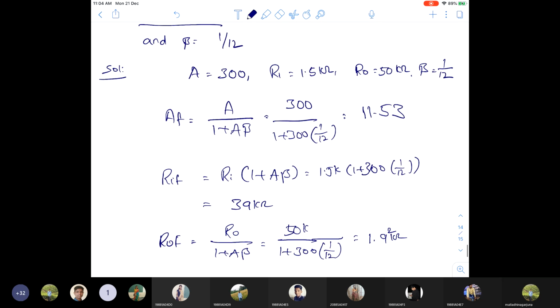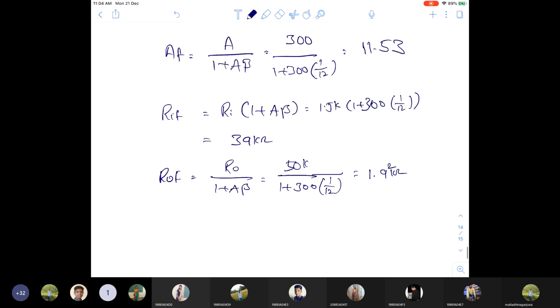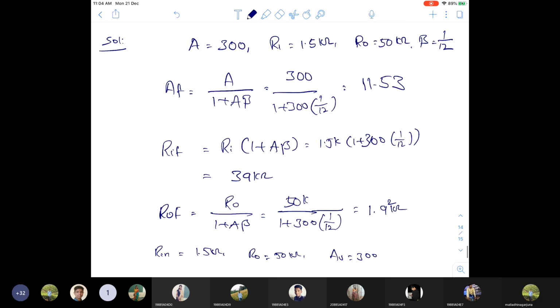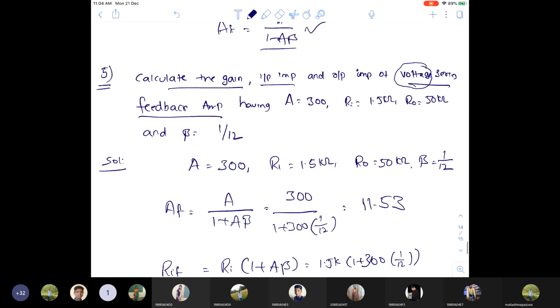So this is one problem. And sometimes, suppose they give Ri is equal to some 1.5 kilo ohm, same problem, R naught is equal to 50 kilo ohm and AV is equal to 300, for example. Without mentioning voltage series or current series feedback, they will not mention all those things. Simply they will give Ri, R naught, AV. Then AV is voltage gain. Voltage gain will be there in the voltage series feedback. Like that you have to take it.